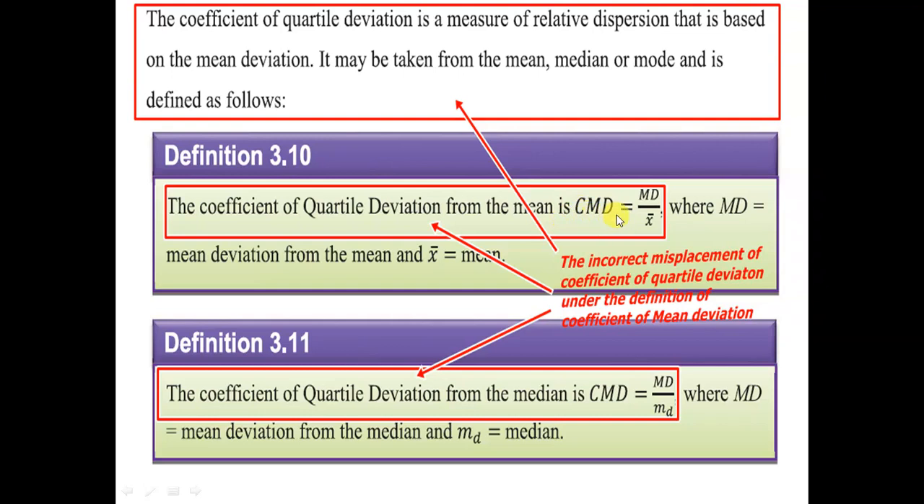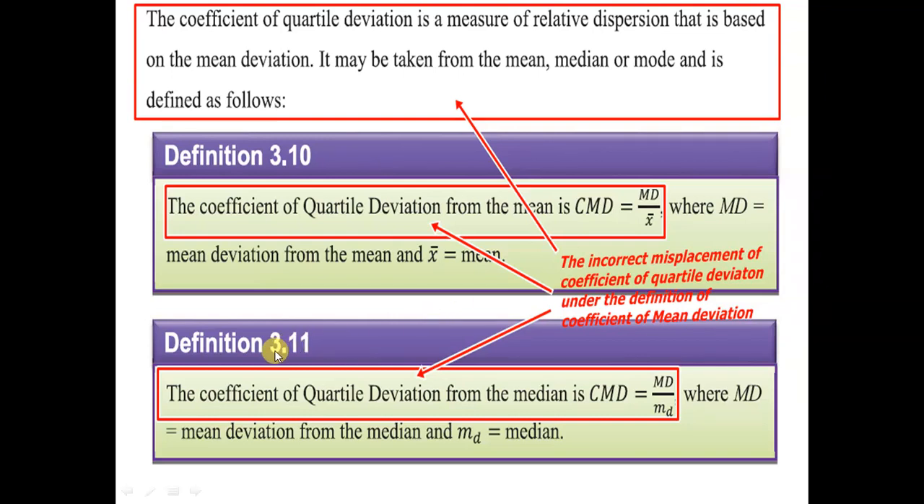as CMD, coefficient of mean deviation, is equal to mean deviation from the mean over the mean itself. That is the coefficient. That is a relative measure of dispersion.